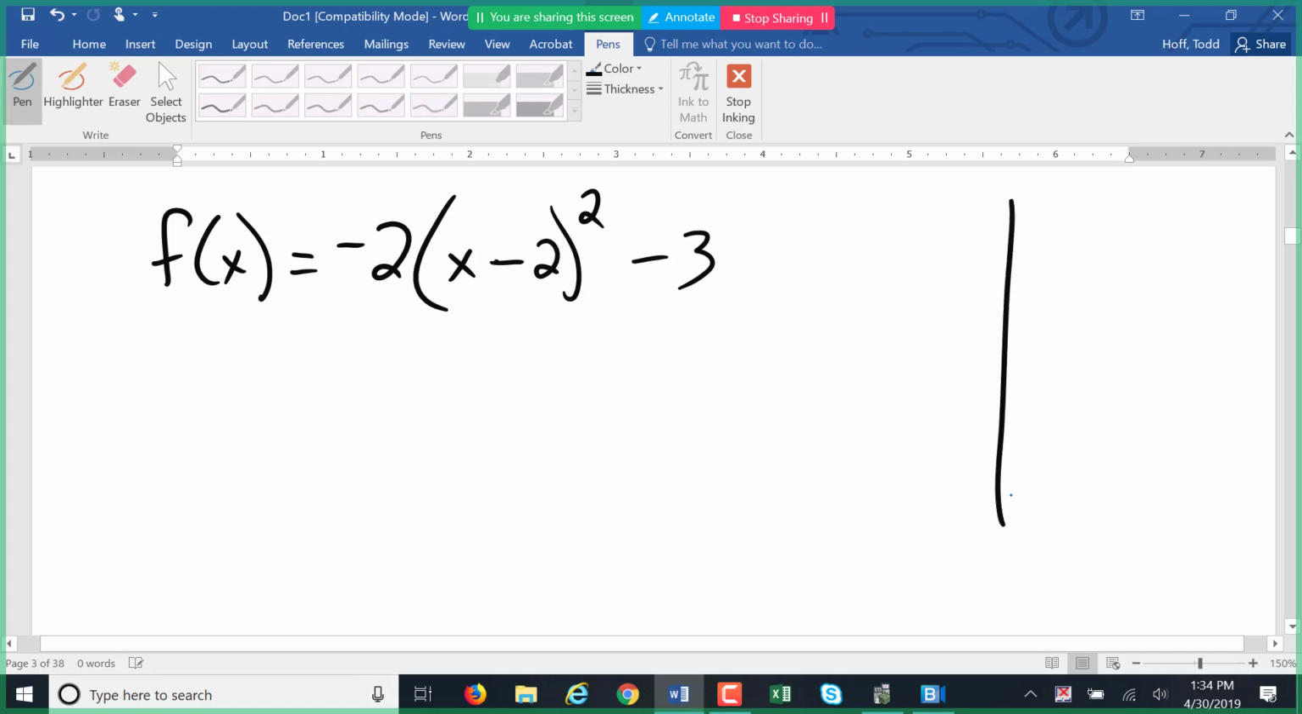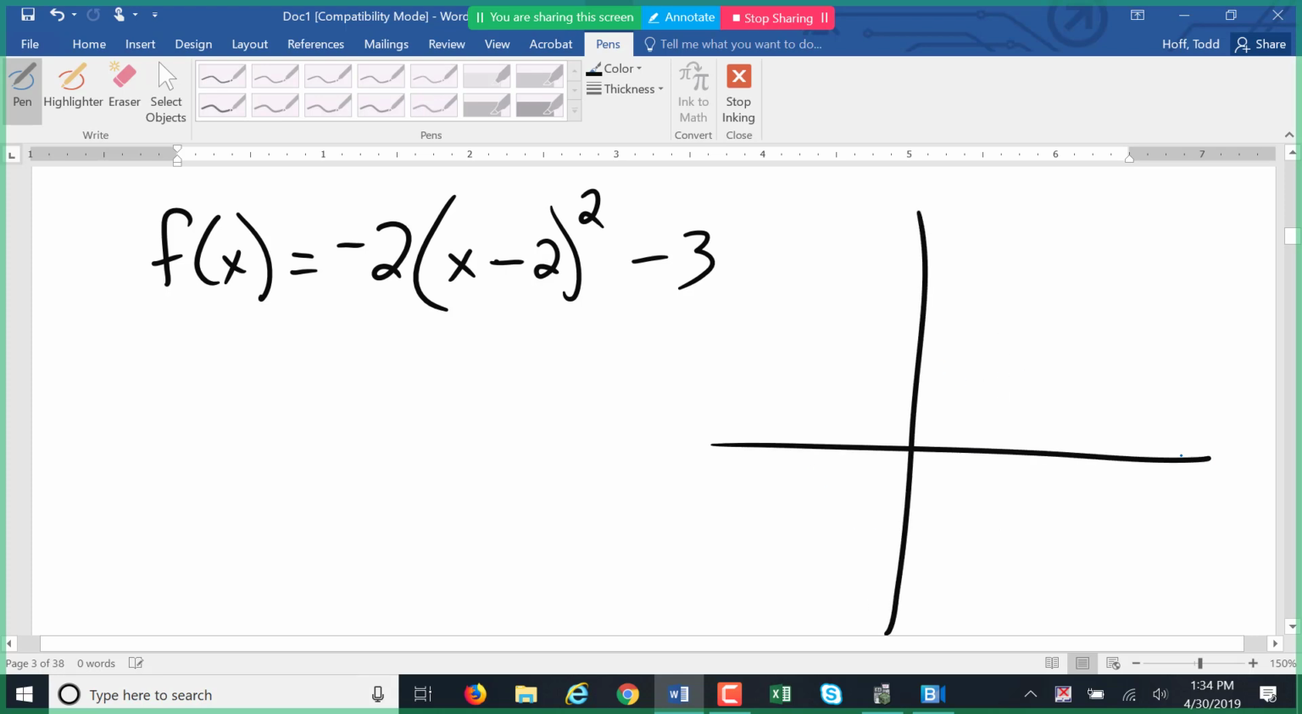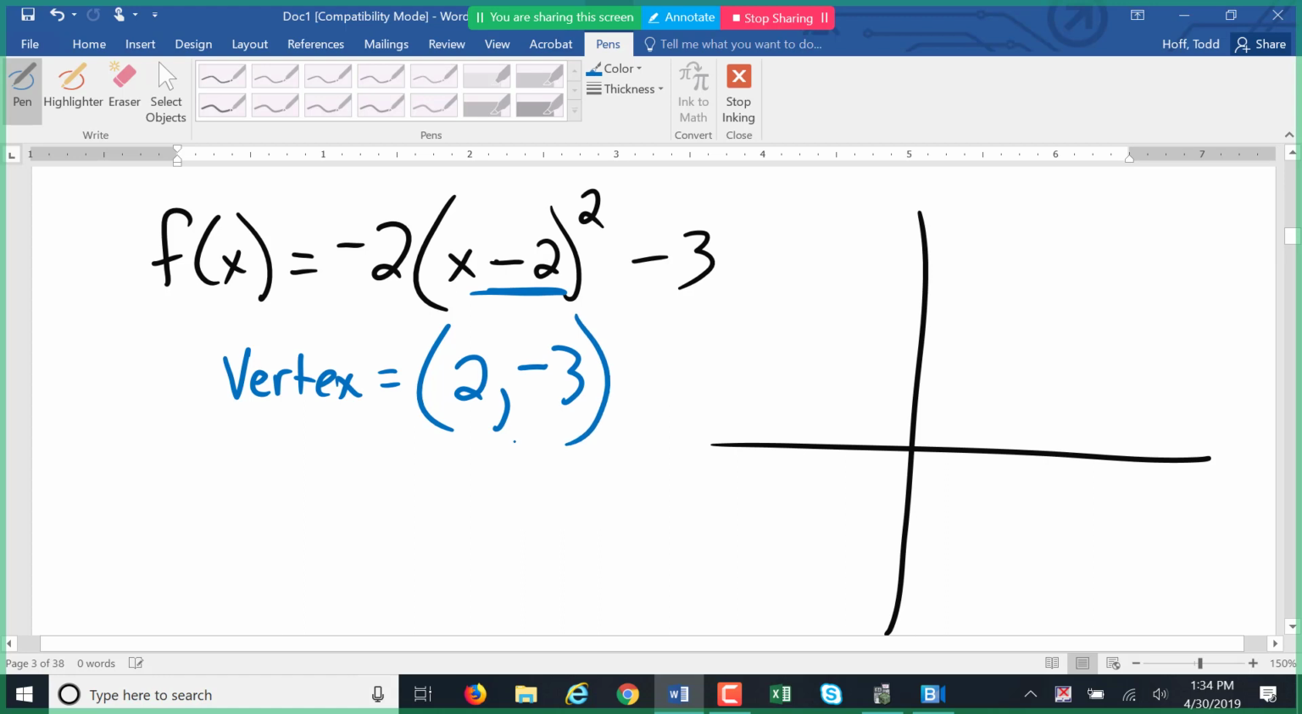So what does that mean? Well, first of all, we got to locate our vertex. What would be the coordinate of our vertex here? What's the x coordinate? Positive 2. What's the y coordinate? Negative 3. Very good. So we're at 2, negative 3. That's our vertex.